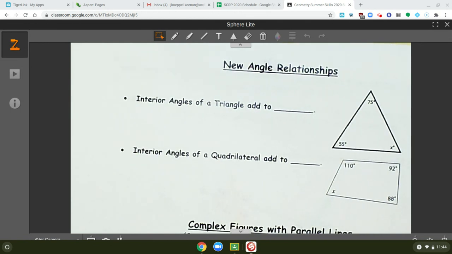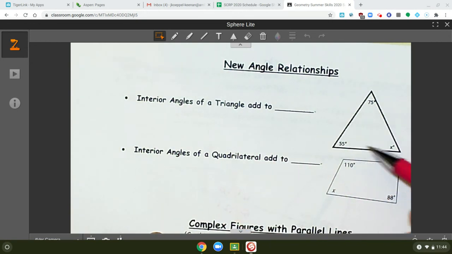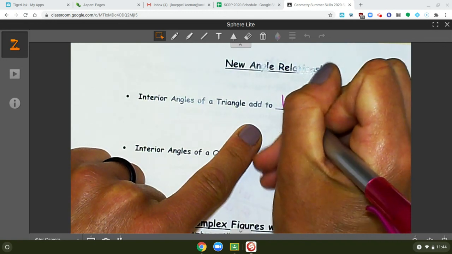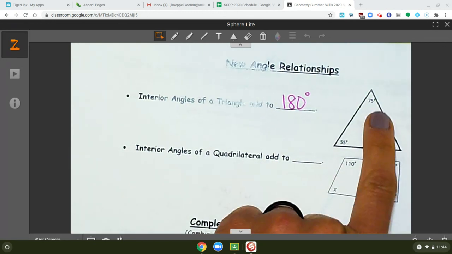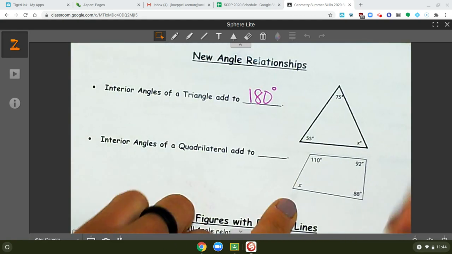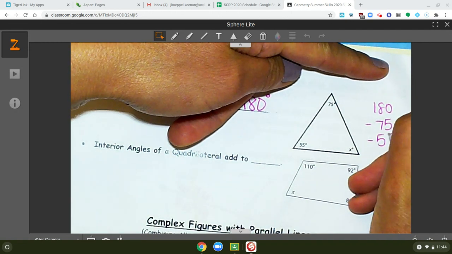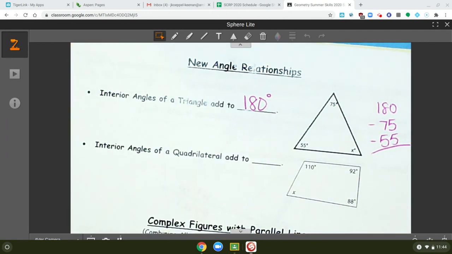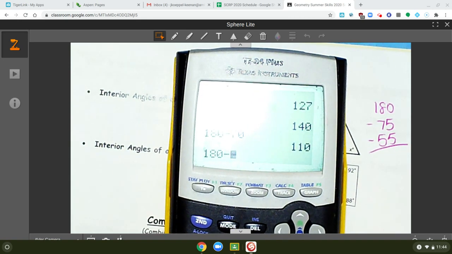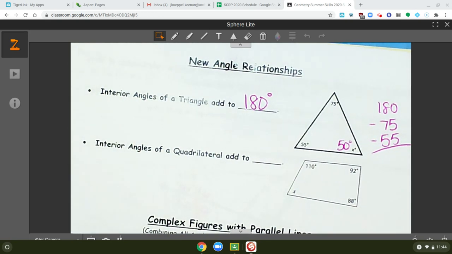All right, so the first new angle relationship is that the interior angles of a triangle are always going to add to 180 degrees. So if we want to find the measure of angle X here, we are going to do 180 minus 75 minus 55, and let's see what we get. So 180 minus 75 minus 55, we get 50 degrees. So now all of the angles add up to 180.